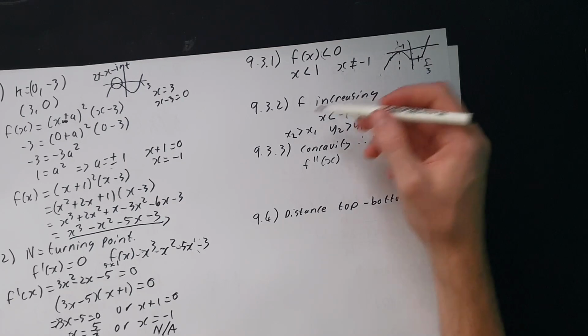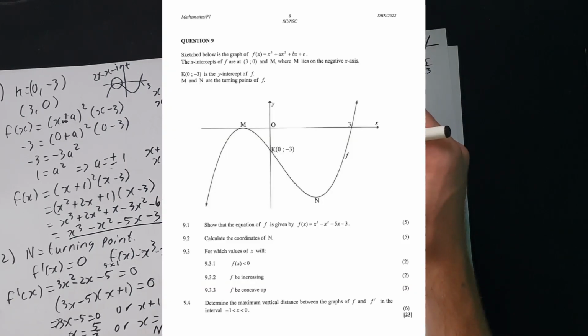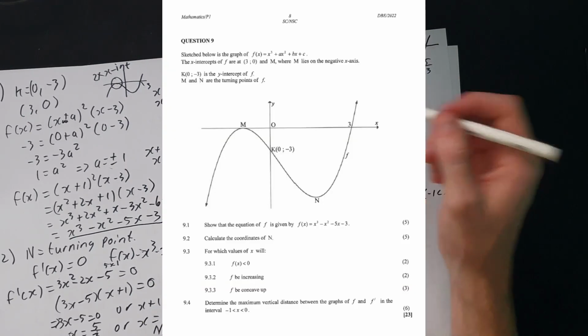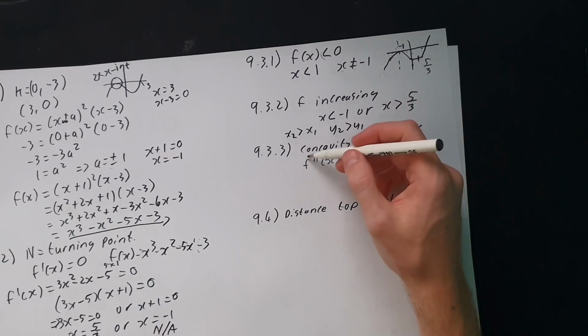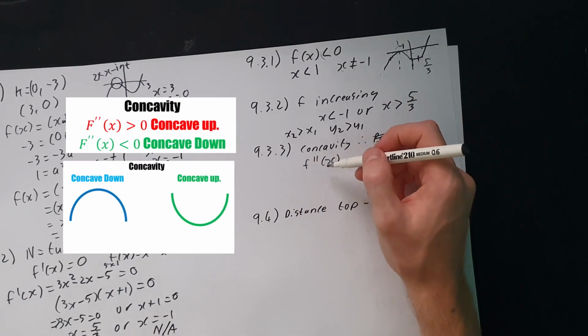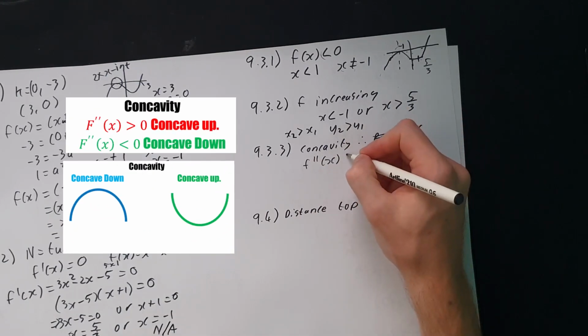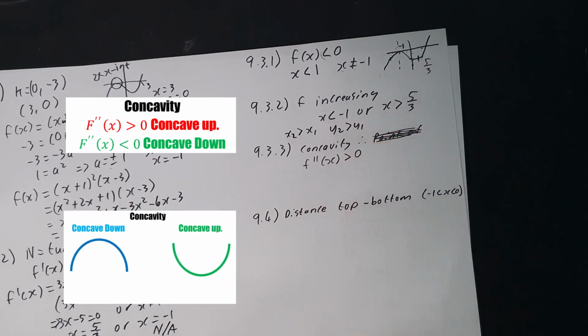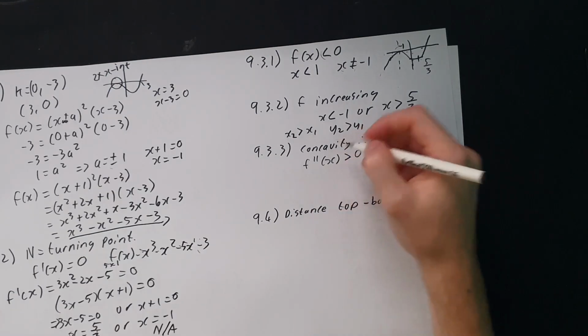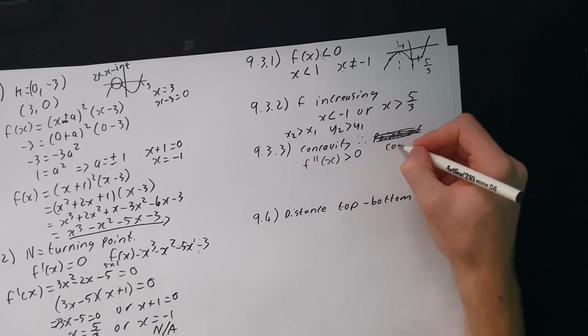Okay, now 9.3.3 says for which values of x is f concave up. Okay, so concavity always deals with the second derivative. So they are asking where is the second derivative greater than 0? Okay, that's how we know it's concave up.